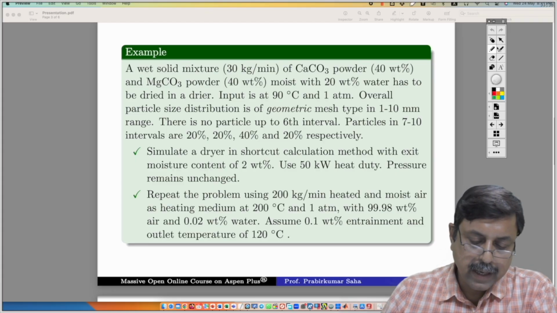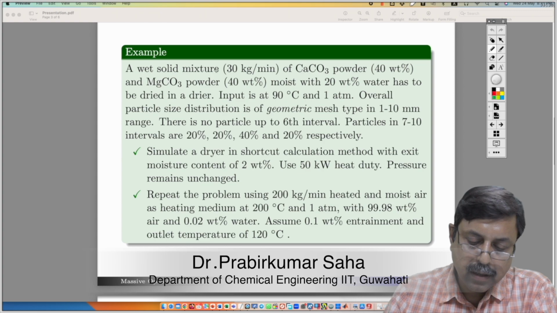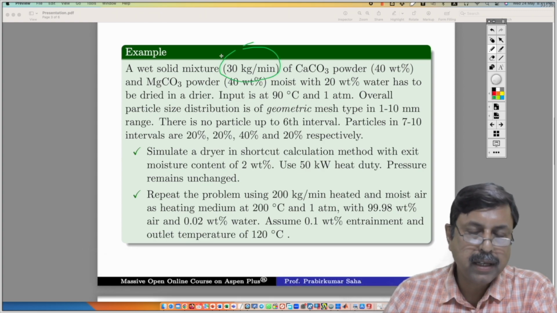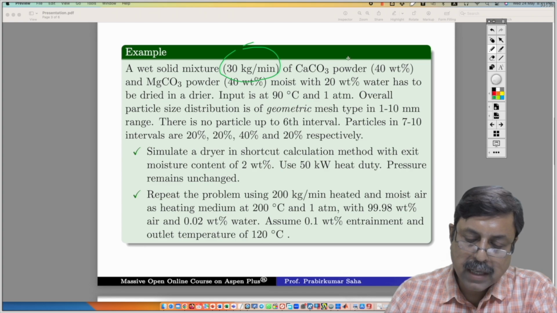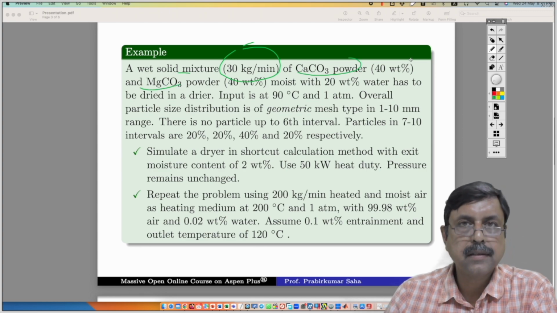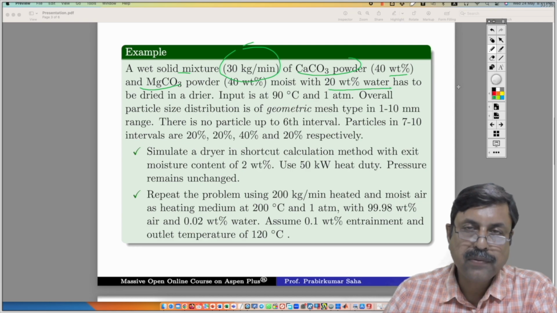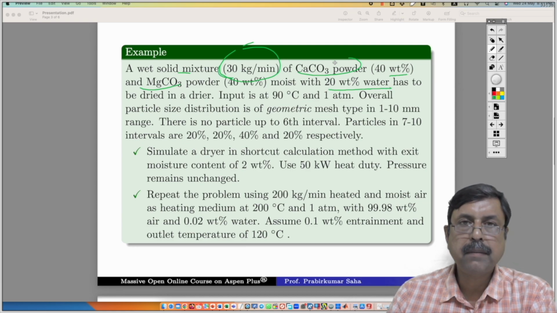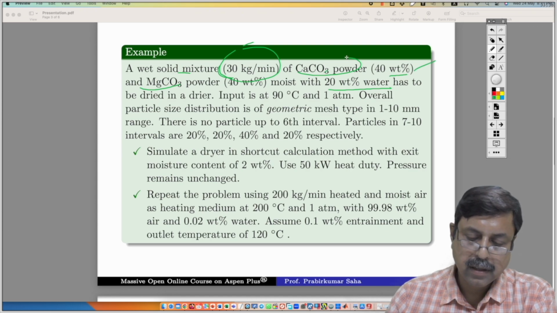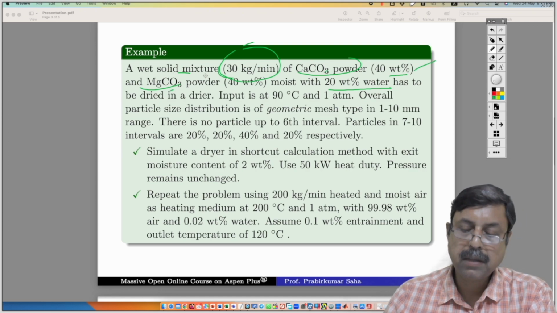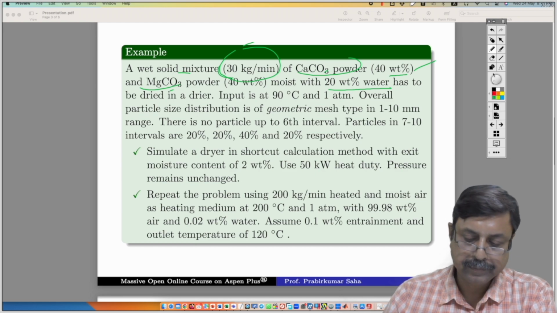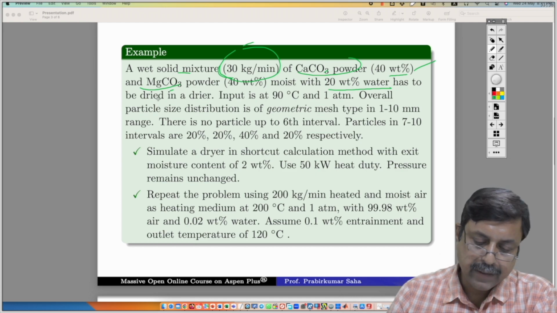So the problem states a wet solid mixture, the amount has been given, 30 kg per minute, of calcium carbonate powder and magnesium carbonate powder. So these two powders are mixed, 40 weight% each, moist with 20 weight% of water. So in 30 kg per minute, you have 40% calcium carbonate, 40% magnesium carbonate, and the rest 20% water. So here moisture is water. It has to be dried in a dryer.